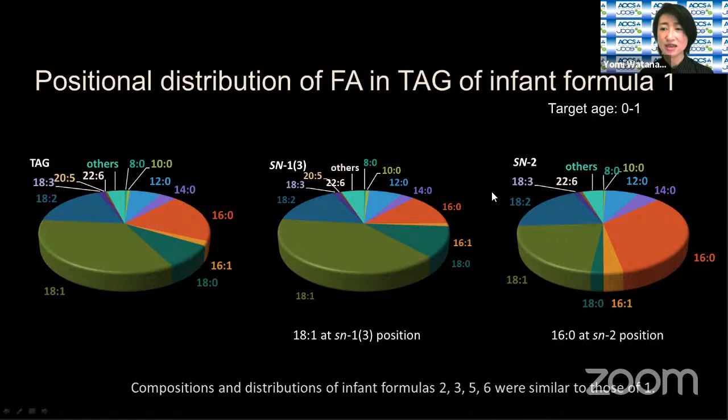The DHA was distributed mainly at the SN2 position, indicating that fish oil was probably added to this infant formula. The fatty acid composition and distributions of 4 of the 5 remaining infant formula samples were very similar to the sample 1.